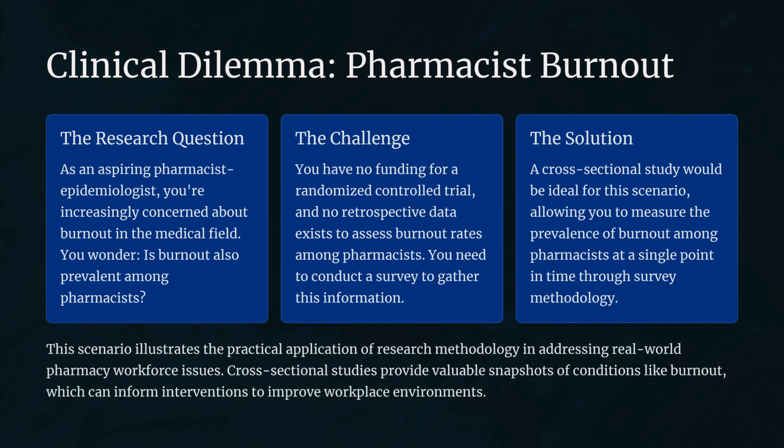So the solution you figure out in your brilliant brain after taking this class is to do a cross-sectional study. It'd be perfect for this scenario. You send out a survey, ask pharmacists how they feel, and then look at the results. All right? So this scenario really illustrates a practical application where you can't use randomized controlled trials or case controls or cohort trials, and you have to apply the lower quality trials but still highly useful trials, in this case a cross-sectional study, to answer your question.